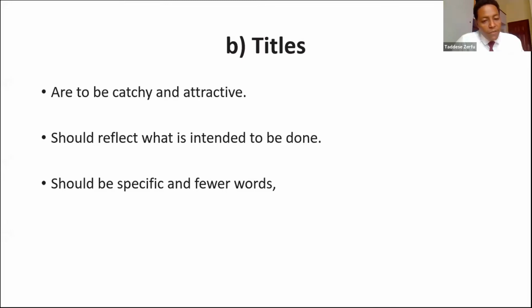And it should be specific and use fewer words. Don't use more than 15 to 20 words. I've seen a title with 3 lines, which is very clumsy and not interesting. Even if your idea is novel, even if you have a very good proposal, the title is very important. You have to use a catchy and attractive title.